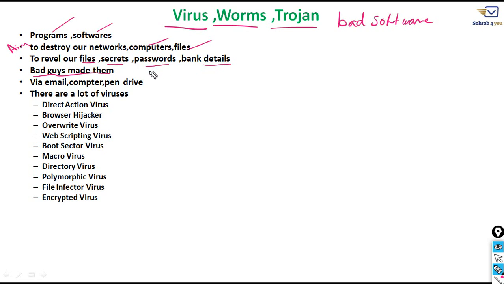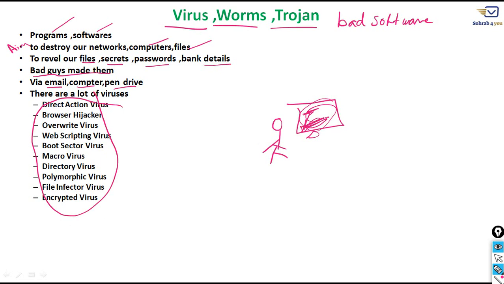These viruses and worms come to your network via emails, via computers, via pen drives, or other things. Suppose this is your computer and you are sitting here. Suddenly you get an email, and you do not know what it is, and you just click on it. When you click on this, the virus enters your computer, and at that time it starts damaging your computer. There are a lot of types of viruses.